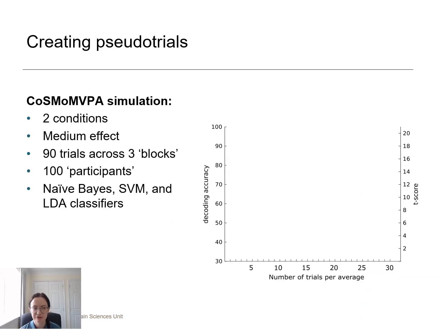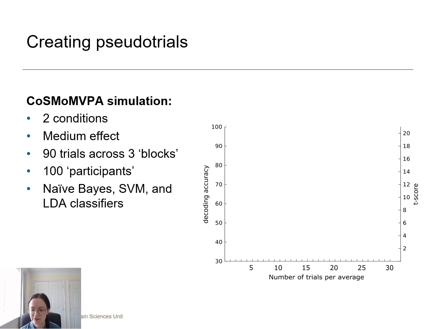So to answer this question, we simulated some data using CoSMoMVPA, where we simulated two conditions with a medium effect between them, and 90 trials across 3 separate blocks so that we can do threefold cross-validation, 100 participants or data points, and we tested a couple of different classifiers that are commonly used.